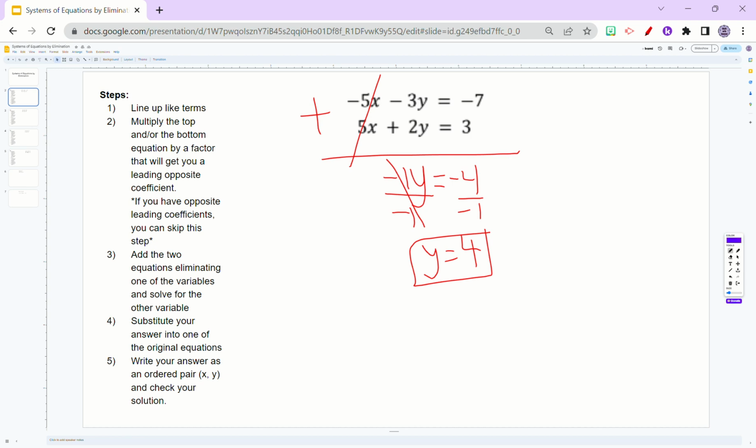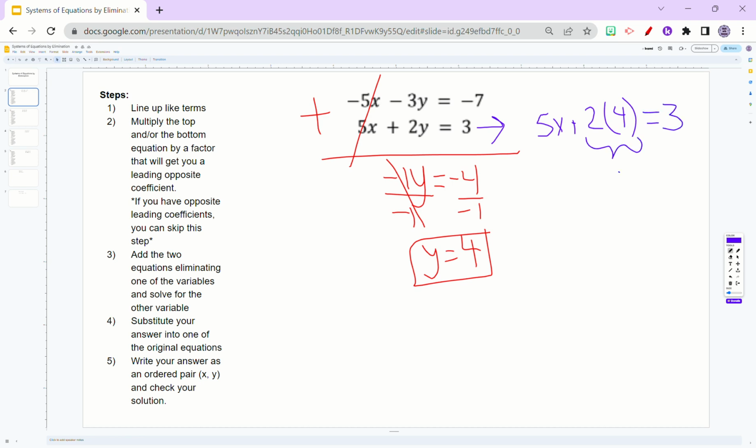And then you can pick whichever equation you want. If you look, step 3 says to add the two equations, eliminating one of the variables and solve for the other variable. That's what we just did. We solved and got y equals 4. Step 4 says to substitute your answer into one of the original equations. In this case, I'm going to pick the second equation just because I don't have any negatives there. You can pick whichever equation to substitute it back into. So 5x plus 2y, which instead of y, I'm going to plug in 4, is equal to 3.